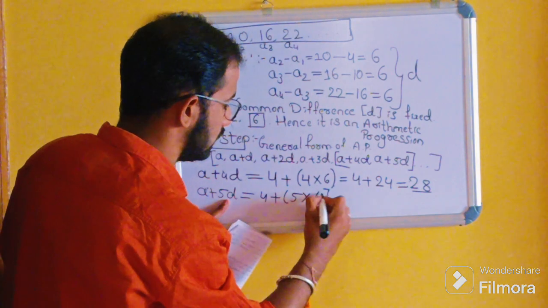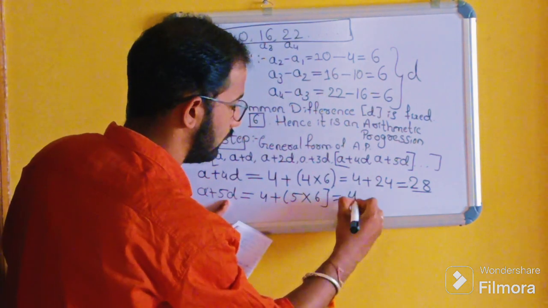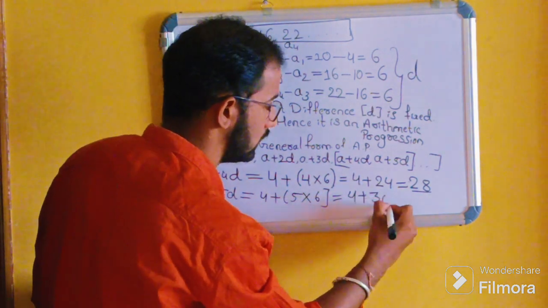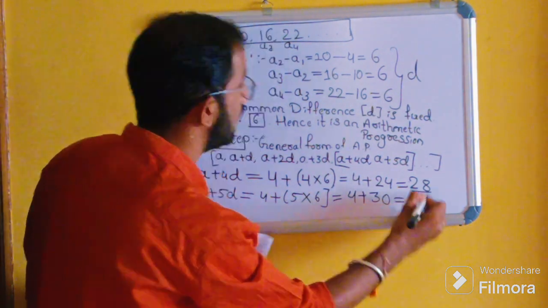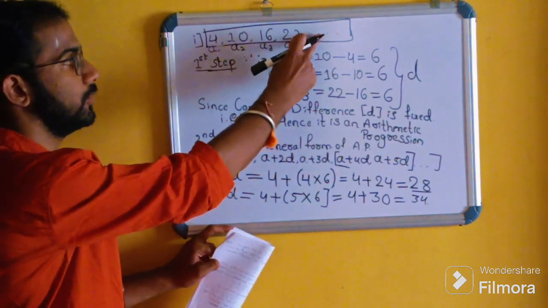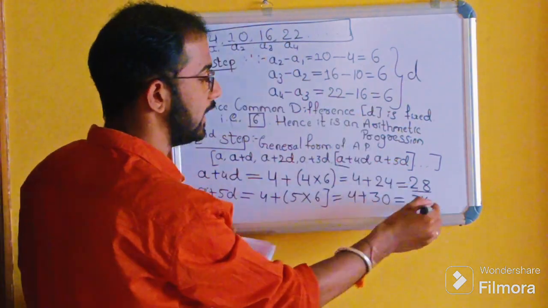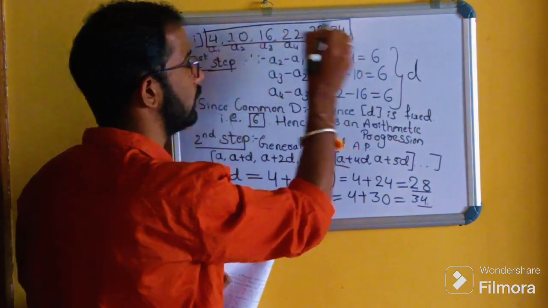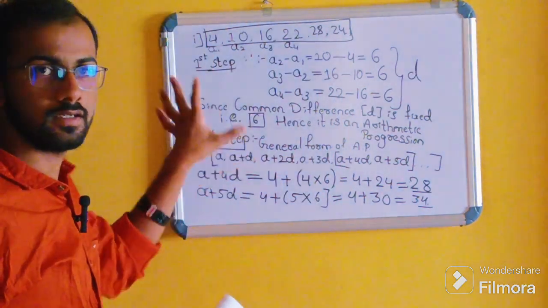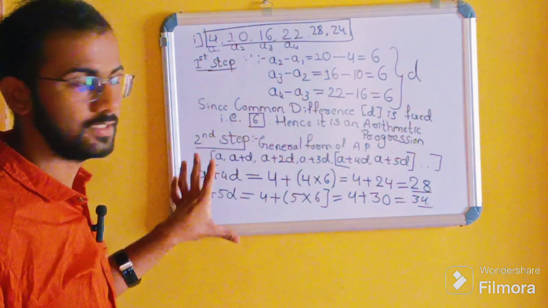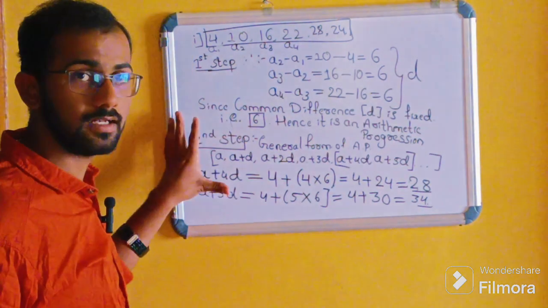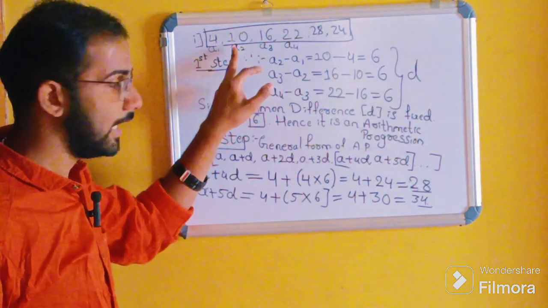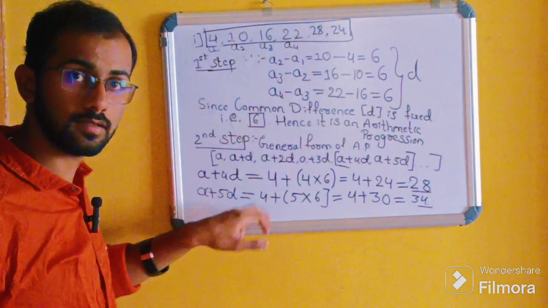4 plus 6 are 30. It is 34. Hence, the last two terms are 28 and 24. This is the answer, final answer. So this is how we can check whether this is an arithmetic progression or not, and this is how we can write further terms by using this general form. Let's move on to the next question.